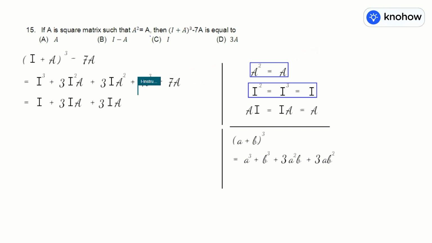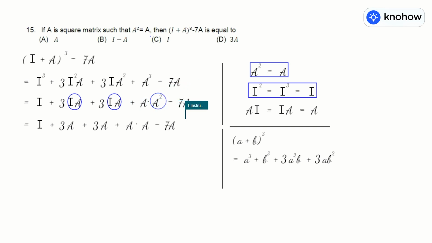And what about A cube? A cube may be written as A into A square. Now we get I, and this 3 I A can be written as A only, so 3A. Plus 3 I A square again can be written as 3A. This A square is given to us as equal to A, so here you get plus A into A, and minus 7A. One more step, 3A plus 3A, you get 6A, and here you get A into A square minus 7A.